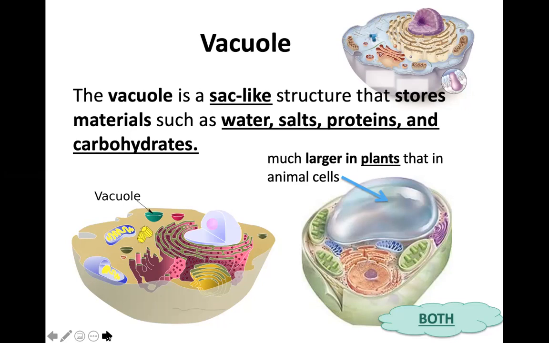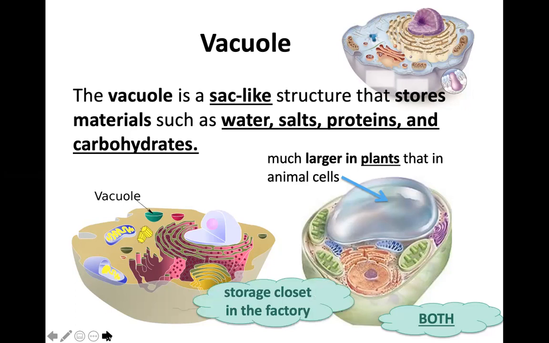So you can see that up here on the board, okay? So we find it in plant, animal, or both. Both, but the difference is it's a lot bigger in a plant cell, okay? So, like I said, that is like a storage closet in a factory because it is a storage facility.